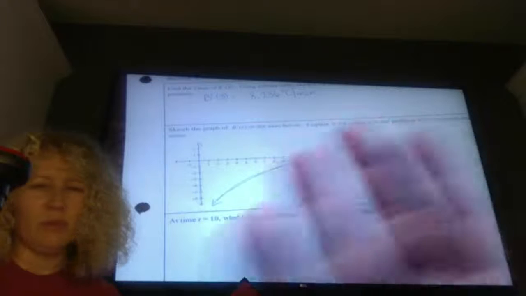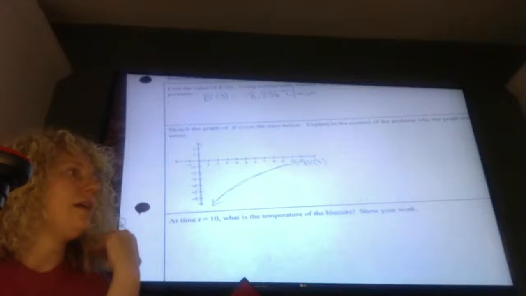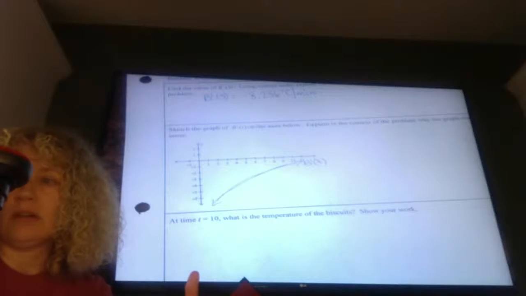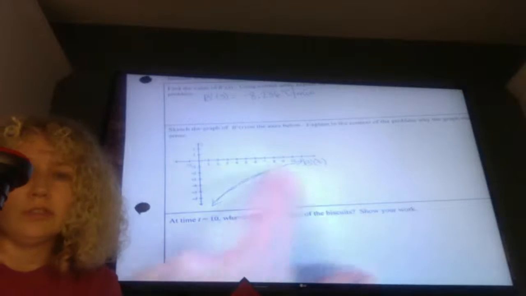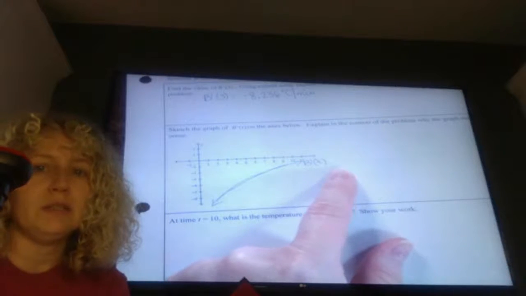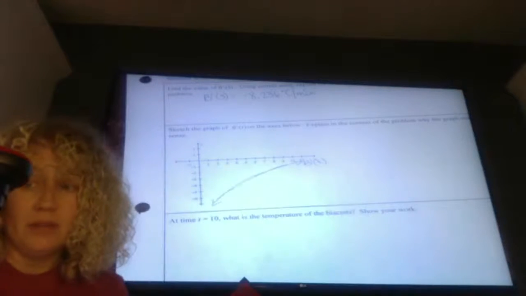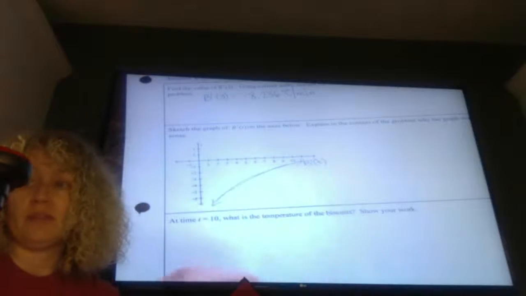They're going to decrease until what? Do you remember this from science? They're going to decrease until they get to room temperature. So they're going to keep decreasing until they eventually just level out. The temperature's not going to increase unless you put them back in the oven. It's going to continue to decrease until they level out at whatever the temperature of the environment is. So that's why it makes that shape.